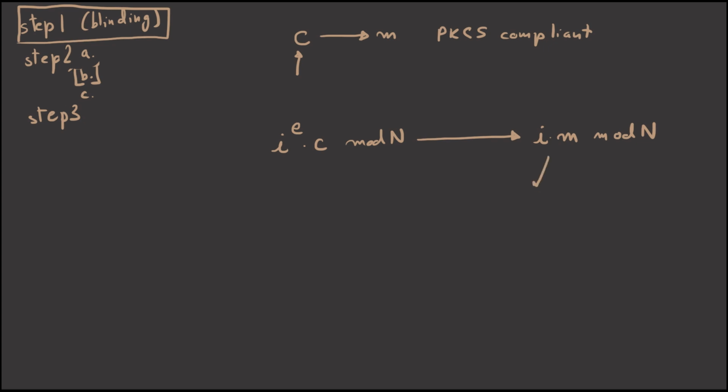And we want these to be PKCS compliant. PKCS compliant, again, means that it starts with a null byte, then 2 bytes, then a bunch of whatever, but not 0, then a 0 byte, and then the secret.